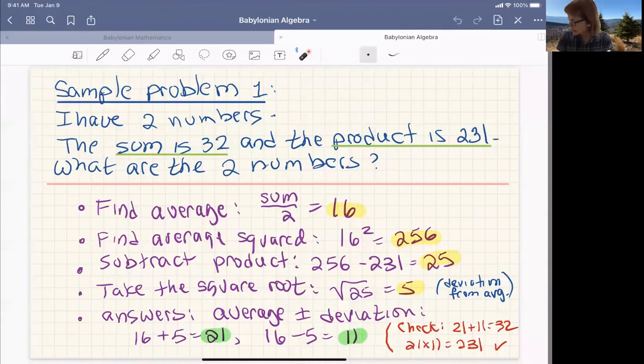What that gives you is, if you think about your 2 solutions, x and y, it's how far those numbers are from the average value. So that means that one of your answers is the average plus the deviation. The other one is the average minus the deviation. And so your 2 numbers are 21 and 11. You can check 21 plus 11 is 32. 21 times 11 is 231. So that means I have correctly found the answer.